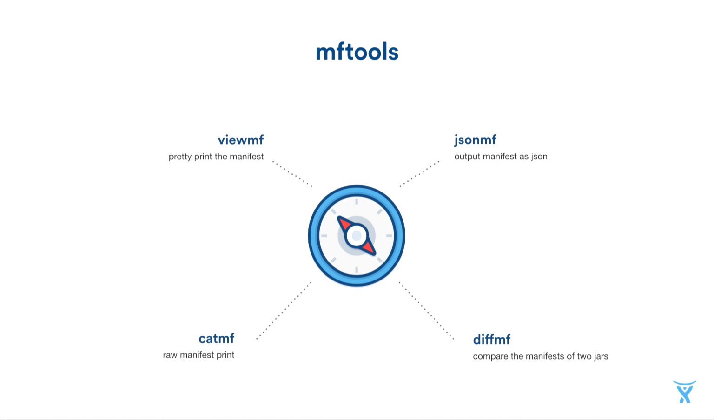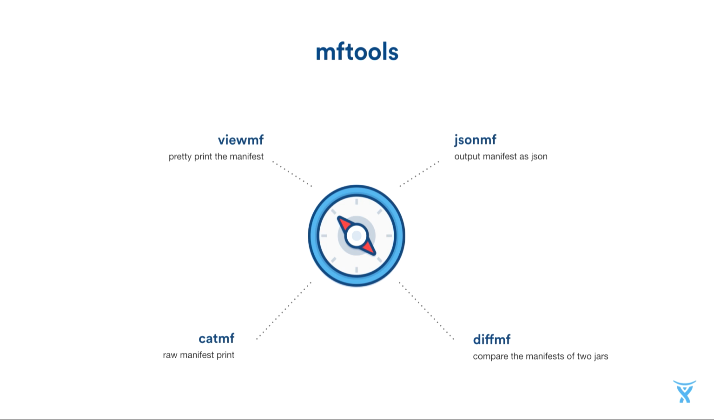MF Tools is a manifest parser against a compiled jar, and it's a quick way for you to investigate the contents of a jar. So View MF views the manifest. You can dump it out as JSON if you're somebody who likes using jq for complex Unix command line pipes. You can simply cat the raw manifest if you want to do some manual manipulation, or you can do a diff on the manifest between two jars. Diff MF is the coolest tool out there.